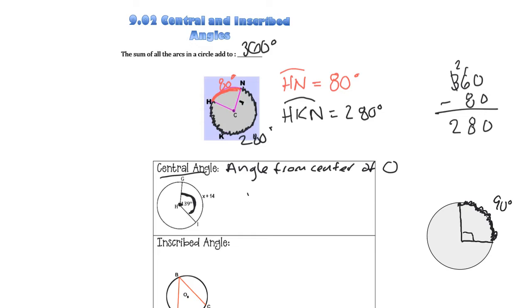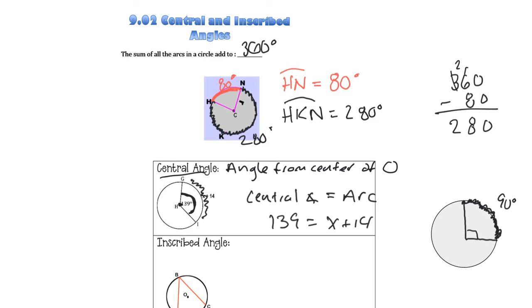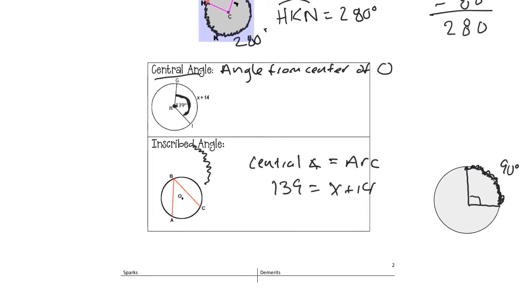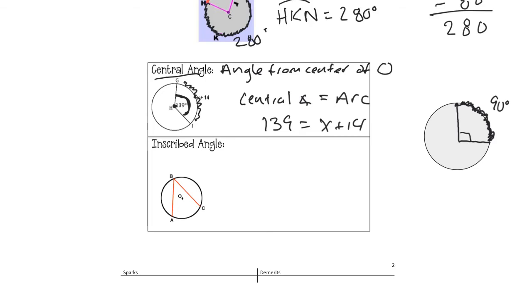So the central angle is equal to the arc that it intercepts. So for this one, 139, my central angle hits this arc GI, which is x plus 14, we could just set those equal and solve for x. The central angle is equal to the arc. Now there's another type of angle that we're going to talk about. Inscribed angles. This is an angle on the circle.